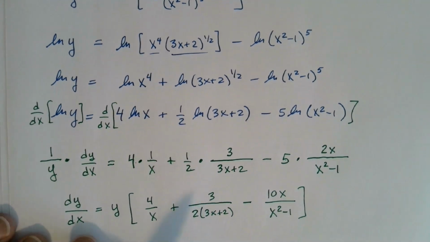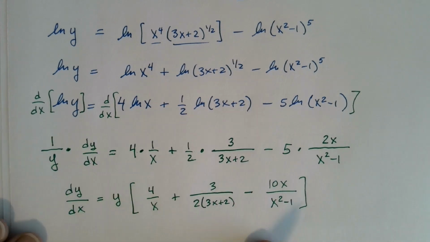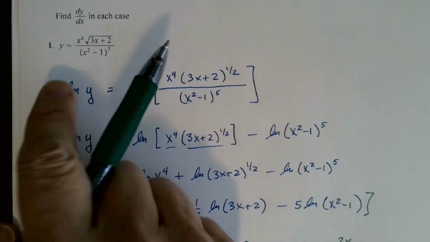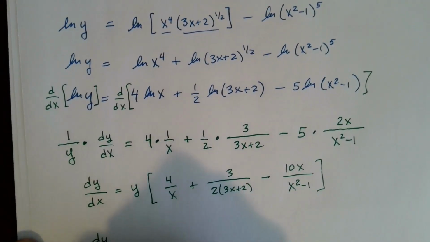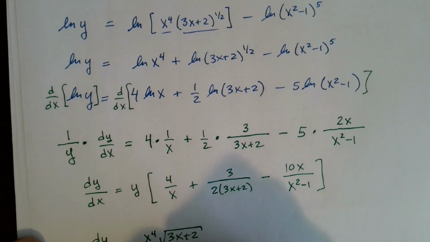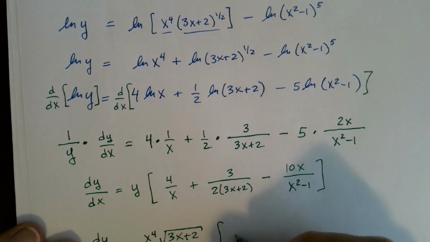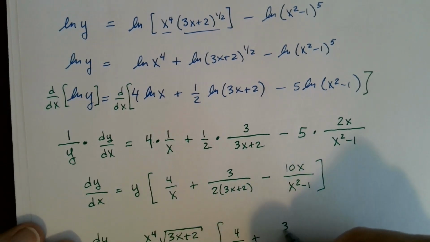Now, one last thing. dy dx, as we do with implicit differentiation, we get an answer in terms of not only x's, but y. If I can express this in terms of x only, I should. And I can very easily, because remember, y was what? That was our original function. y was all this stuff. So our actual answer is dy dx is what? y, the original function, which was x to the 4th times the square root of 3x plus 2 over (x squared minus 1) to the 5th, times all this stuff. And I'll just rewrite this stuff.